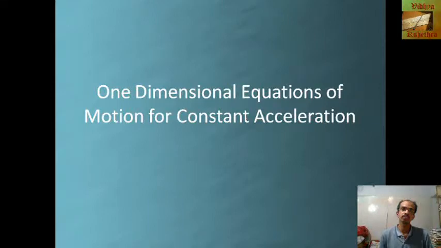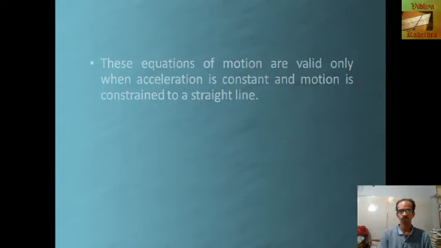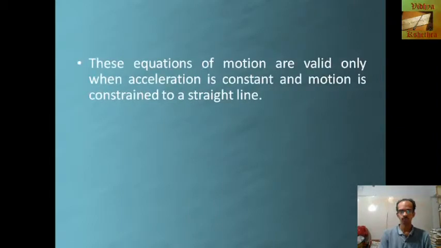In this video, I will be discussing the equations of motion for a body moving with uniform acceleration. These equations of motion are valid only when acceleration is constant and motion is constrained to a straight line. That is, these equations apply to only those bodies which are traveling with uniform acceleration and their motion is constrained to a straight line.